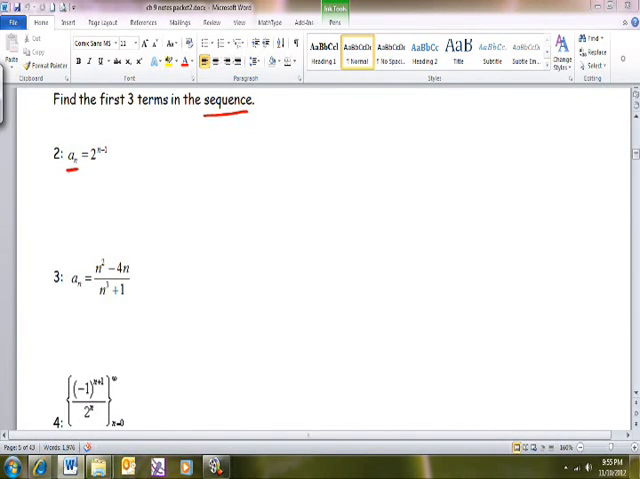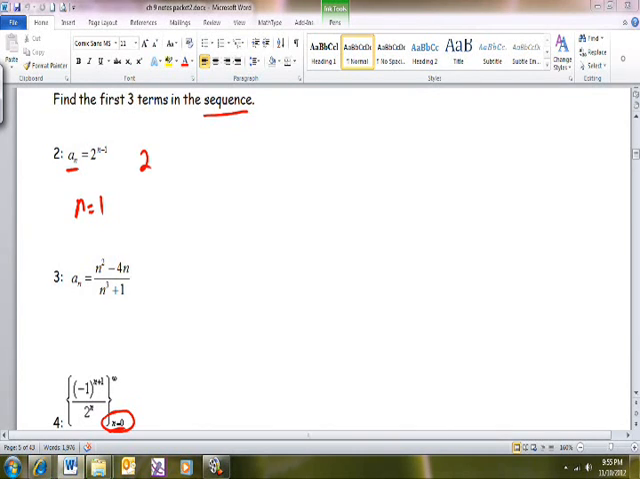You don't know exactly what n starts with. We're going to take n to start at 1 unless told otherwise. You look down here in number 4, this notation tells us what n starts at: n starting at 0. So if we don't see anything, we're going to take n to be 1. So we really just have to plug it in.